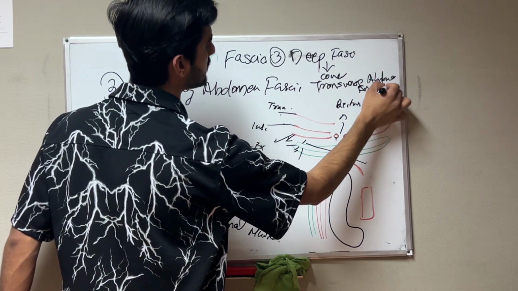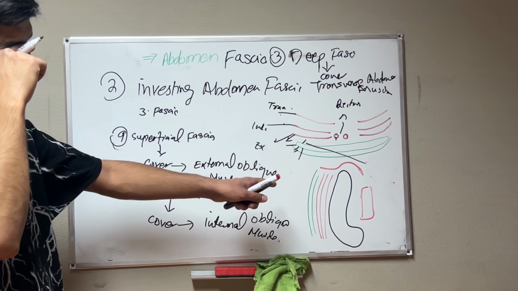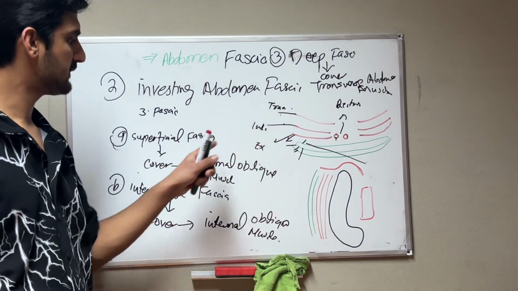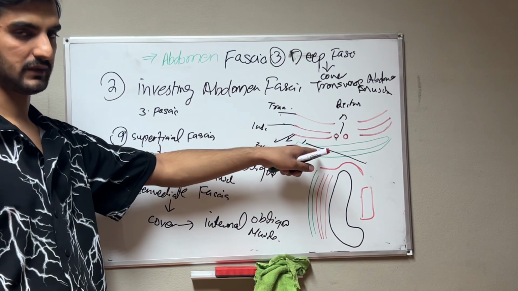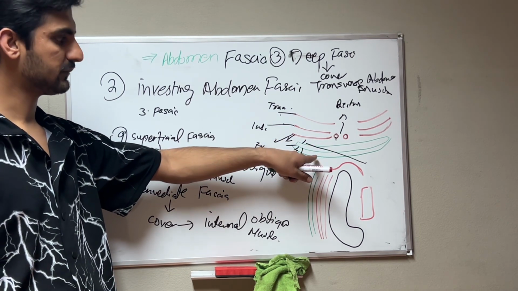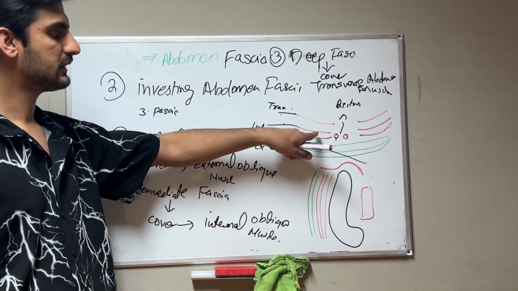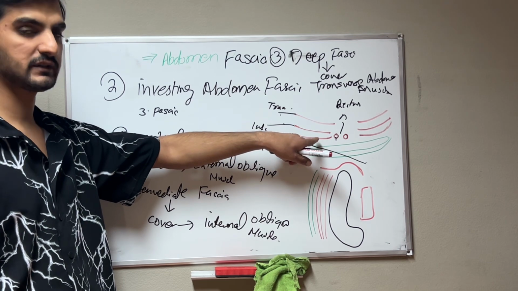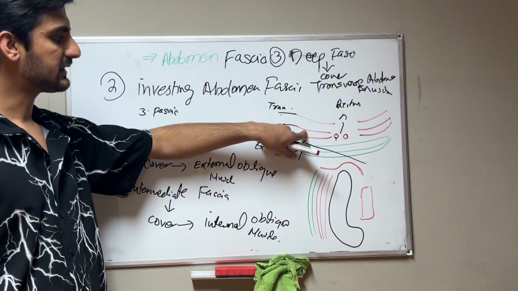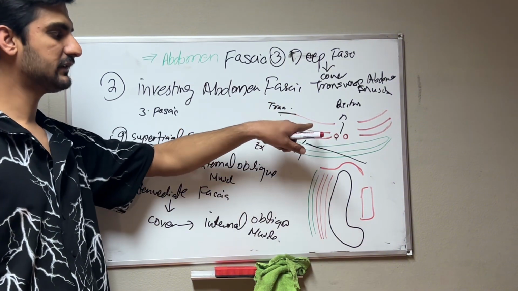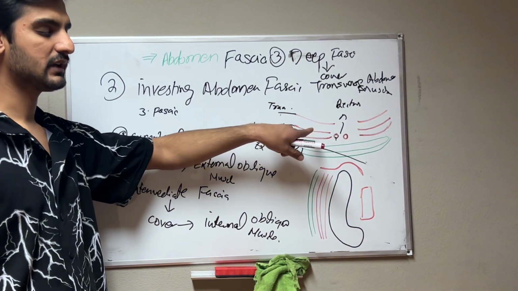First we discussed superficial fascia. We have two fascia, which ones? Camper fascia and Scarpa fascia. This is the fatty layer located beneath the skin. Then after the fatty layer we have three muscles, the lateral group of muscles: external oblique muscle, internal oblique muscle, and transverse muscle. And these are covered by the investing abdomen fascia.